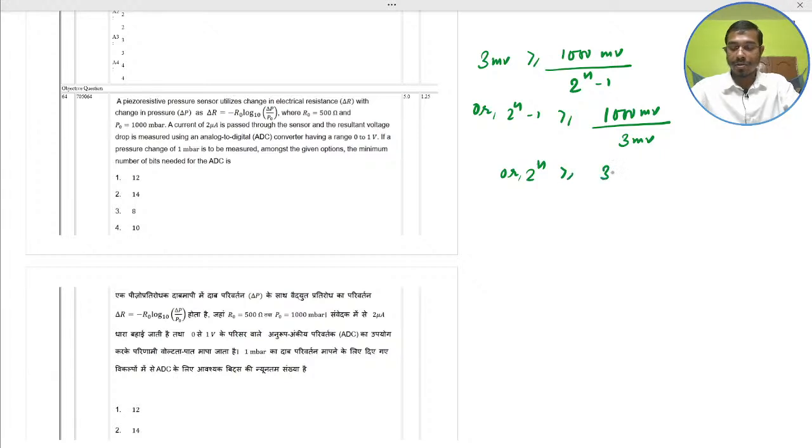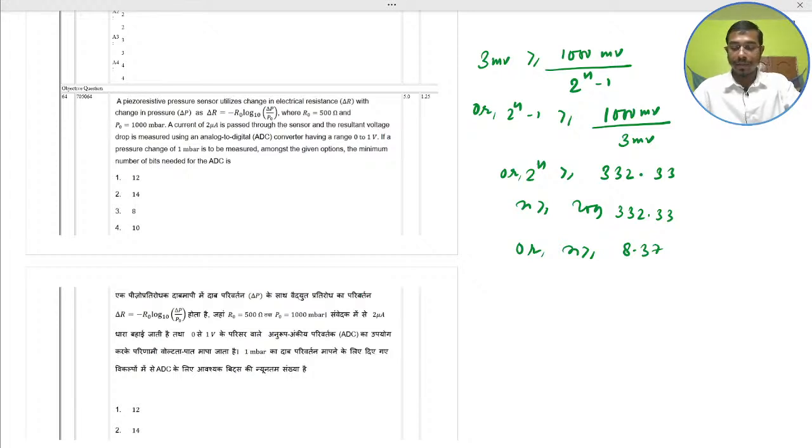Or 2 to the power n is greater than or equal to 332.33. So n is greater than or equal to the log of 332.33, or n is greater than or equal to what? 8.37.